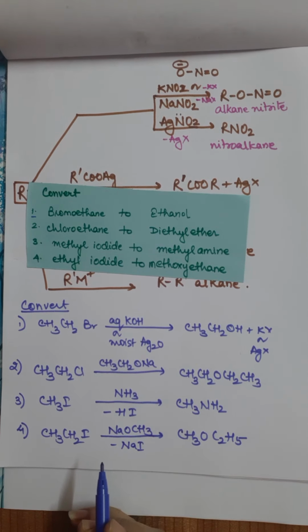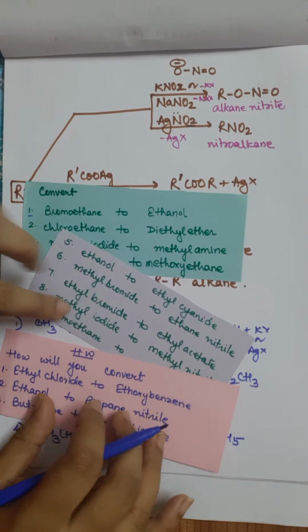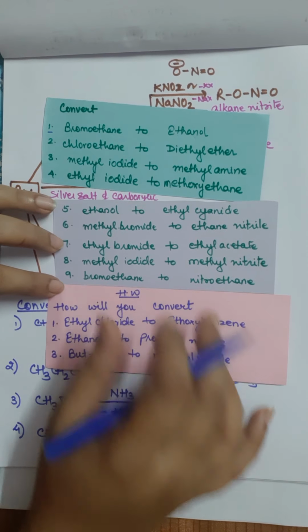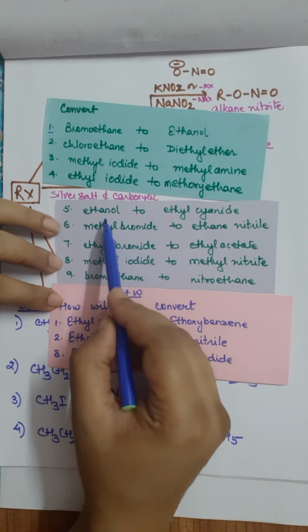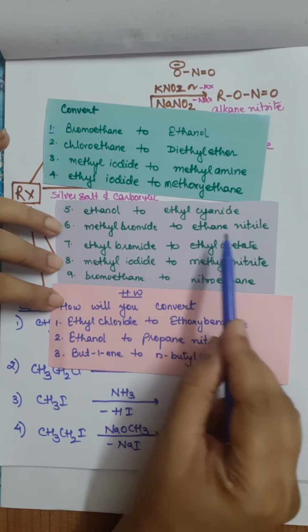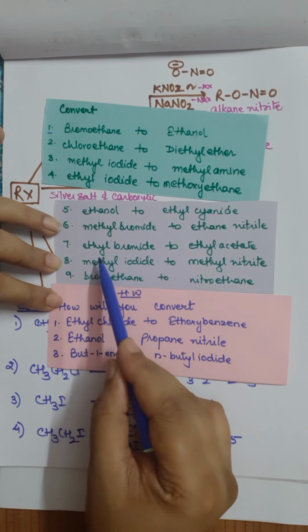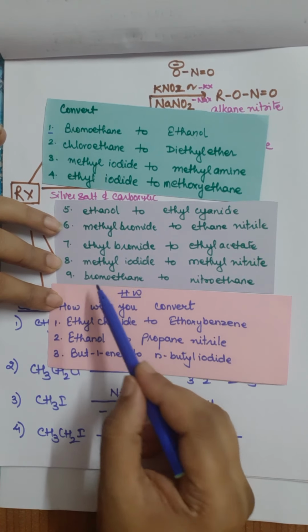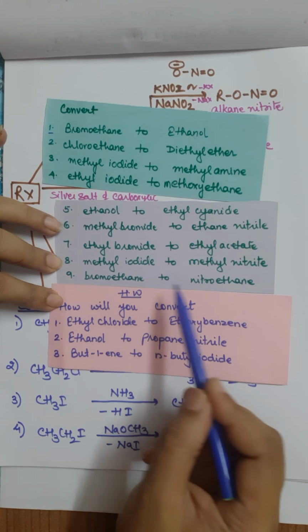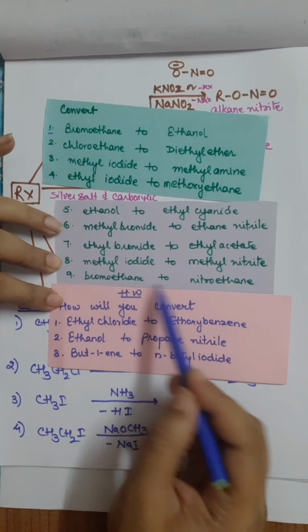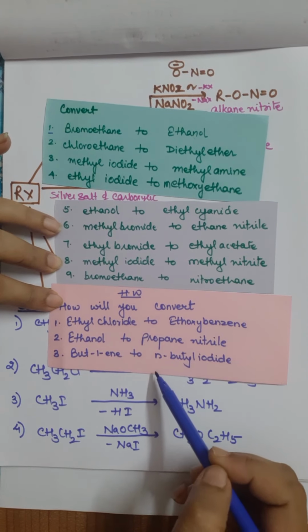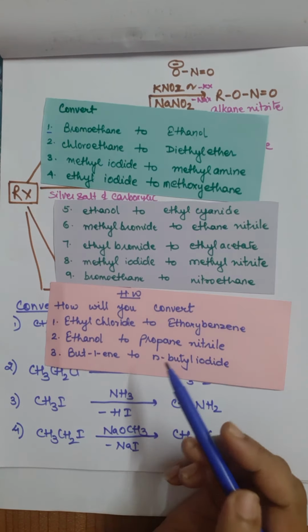Similarly, there are other reactions that we will do in the other lectures, you can note it down. Okay. So, these are some examples: ethanol to ethyl cyanide, methyl bromide to ethane nitrile, ethyl bromide to ethyl acetate, then methyl iodide to methane nitrile or methyl nitrite, and bromoethane to nitroethane, and these are the homework questions. So, we will be discussing them in the next part.